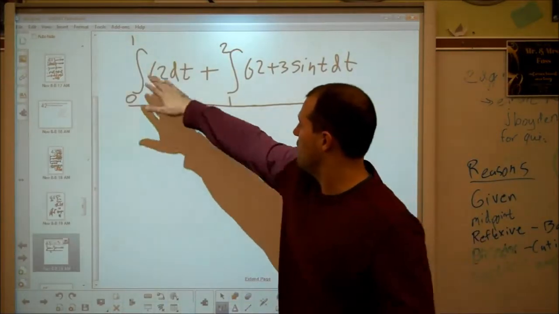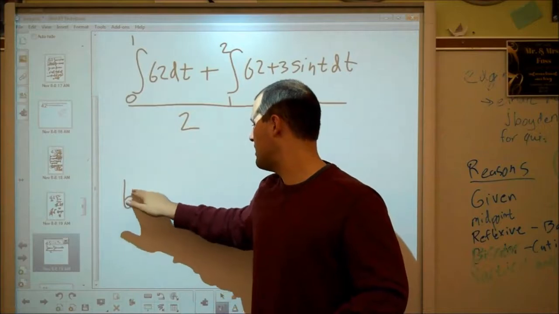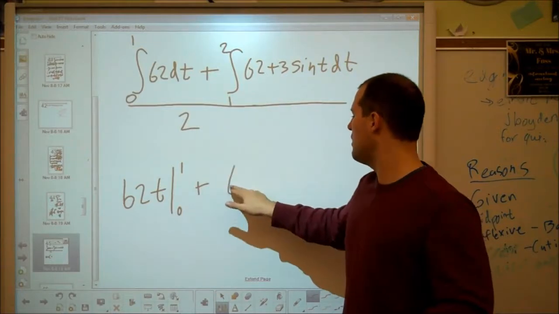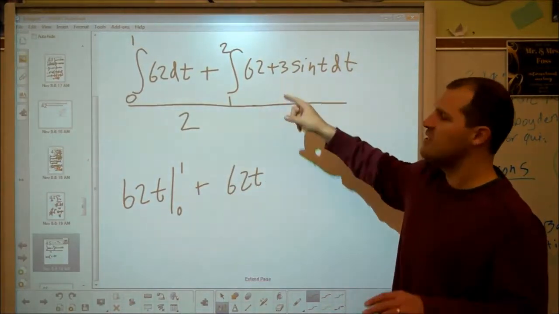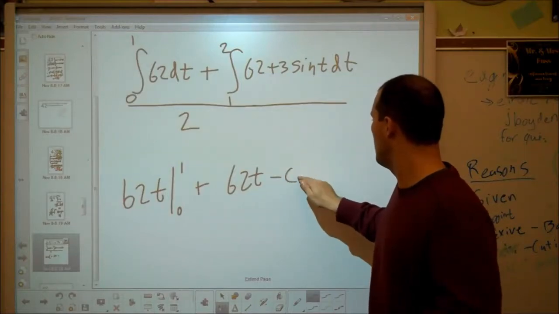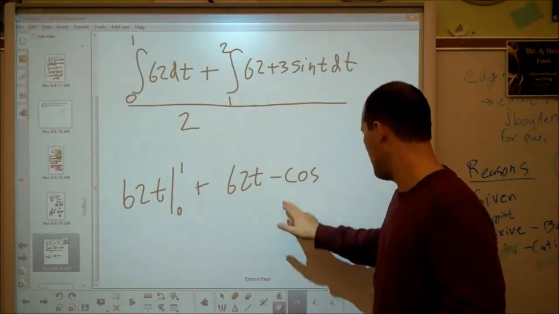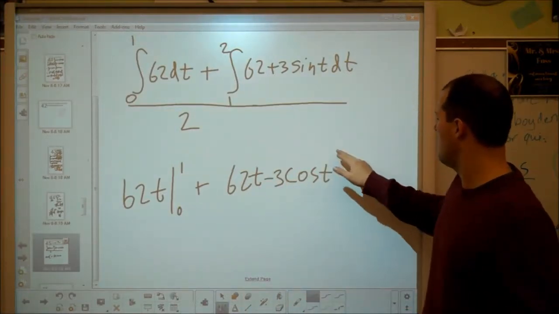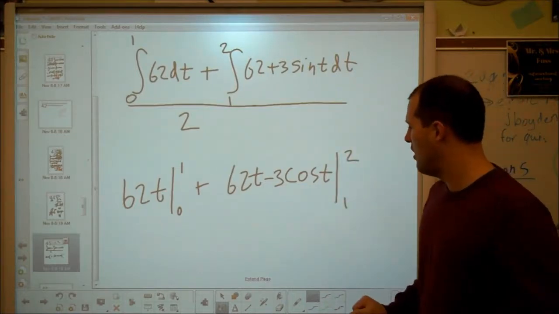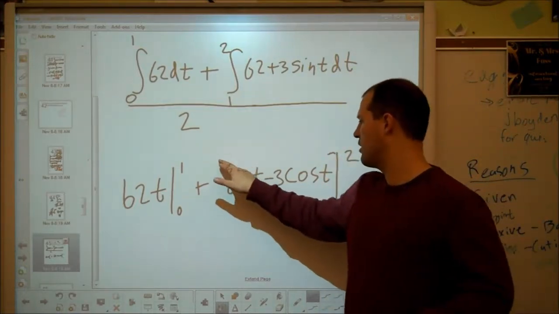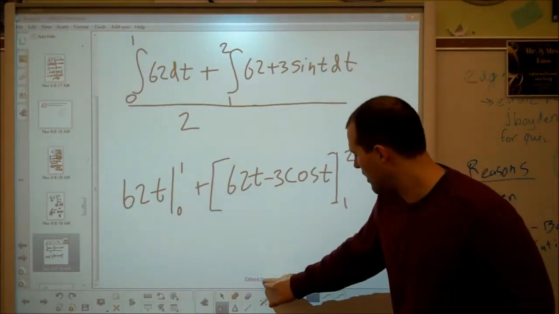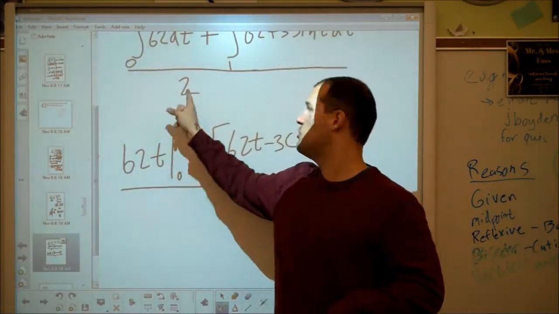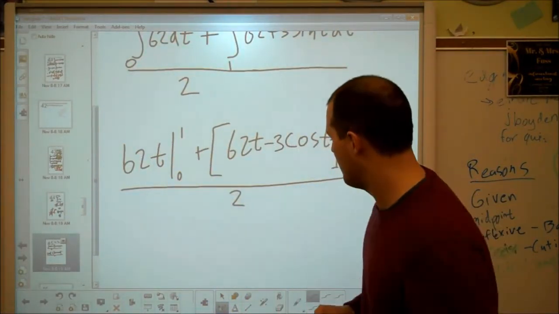So let's do that. Okay, 0 to 1, 62 turns into 62t from 0 to 1. Plus 62t. And then what's sine going to turn into? Looks like it's negative cosine, although I didn't leave space for the 3. So we want to leave a little room for our happy little 3 in there. Boom, there's 3 cosine of t. And that goes from 1 up to 2. And I'm going to make these brackets just so it's really clear what's in there and what's not. And let's not forget this whole thing is divided by 2. Really easy to forget that. Make sure you pay attention, don't leave that out.